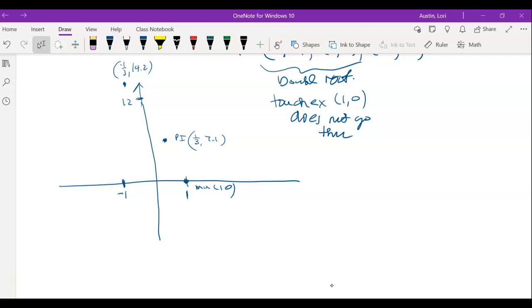So it's going to start down. It's going to come up. It's going to turn there. It's concave down, and then it switches. There it is. There's your graph. Not the prettiest.